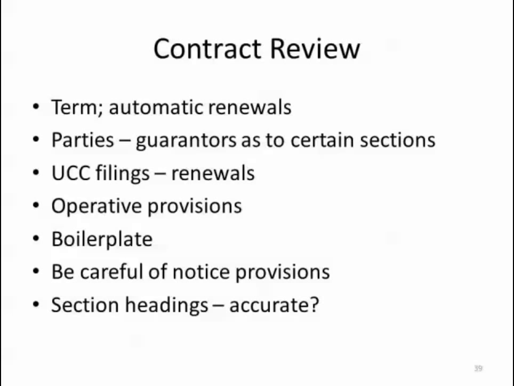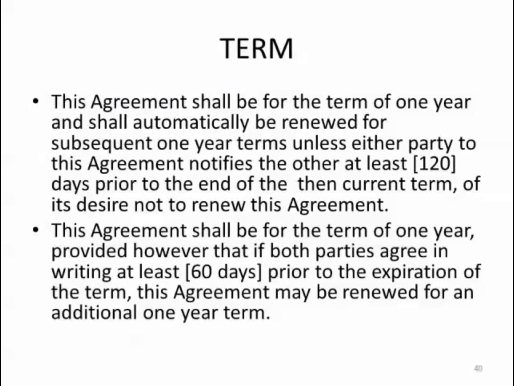Now let's look at the term. A lot of agreements say the term is for a year, and it's automatically renewed for 1-year terms unless either party to the agreement notifies the other at least 120 days, or whatever period of time, prior to the end of the term not to renew it. I don't like this provision. I try to avoid it because it puts the onus on you to keep a tickler system, so that if you don't want to renew this contract for another year or be bound by it for another year, 120 days prior to the end, you have to provide notice.